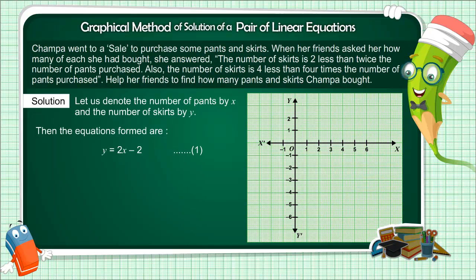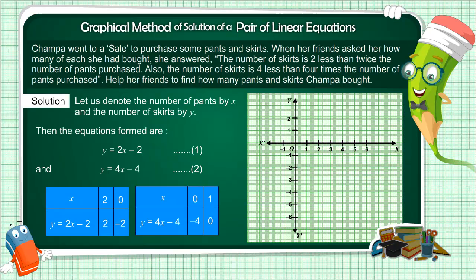y equals 2x minus 2, and y equals 4x minus 4. Like in the previous example, here also we have taken out two solutions of both the equations and placed them in the table. Now we will plot these solutions on the graph. Let us first plot the solutions of the first equation on the graph: x 2, y 2, and x 0, y minus 2. Now let's draw the line of this equation.